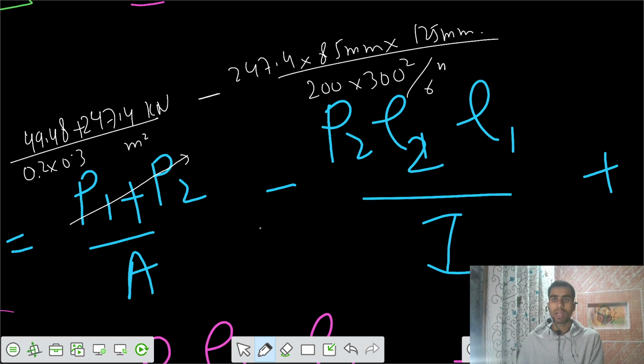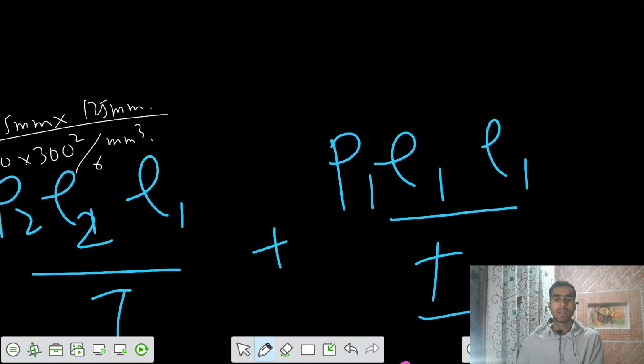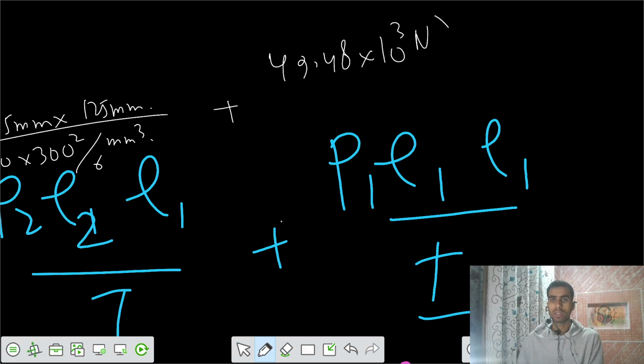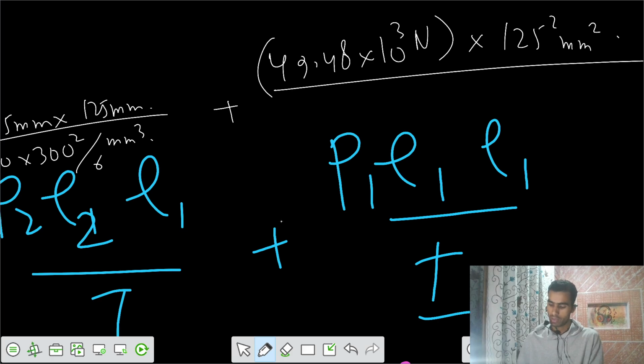So you can have the units accordingly. You have to check those units. And the third one is P1. The value of P1 was 49.48 kilonewton, so better to keep it in these units: 49.48 into 10 to the power 3 newtons into E1 into E1. That's 125 squared millimeter squared, divided by BD square by 6, in millimeter power 3.